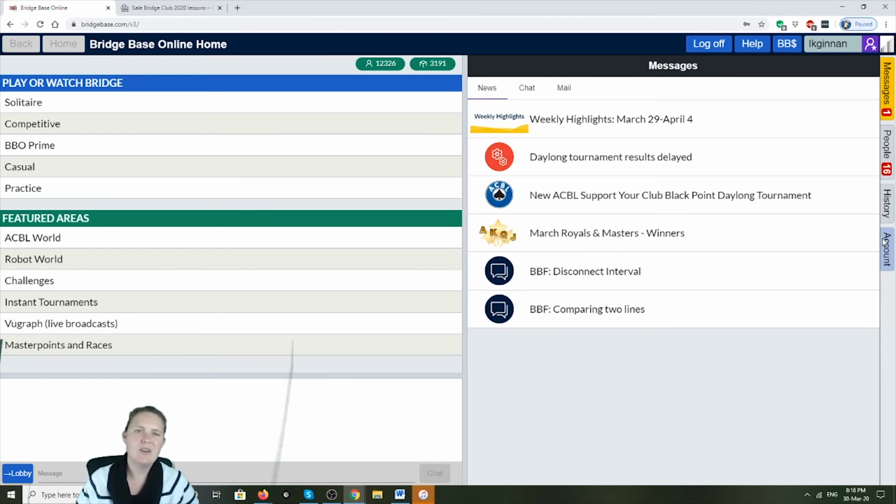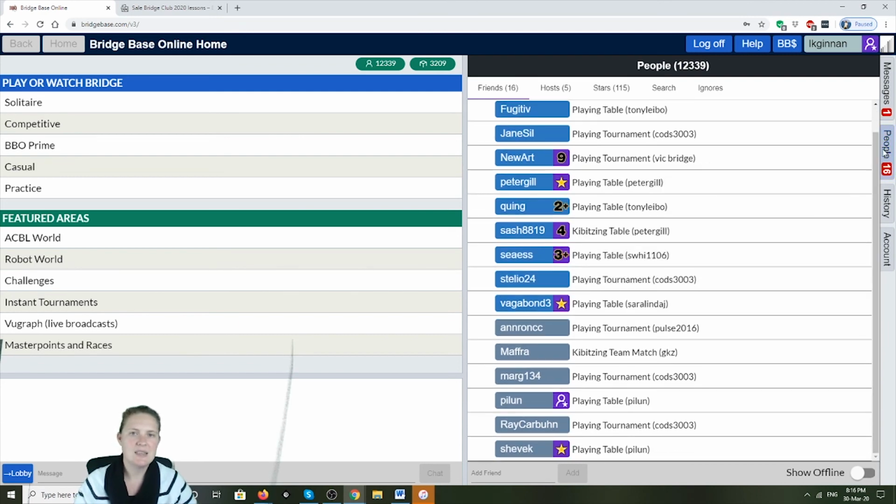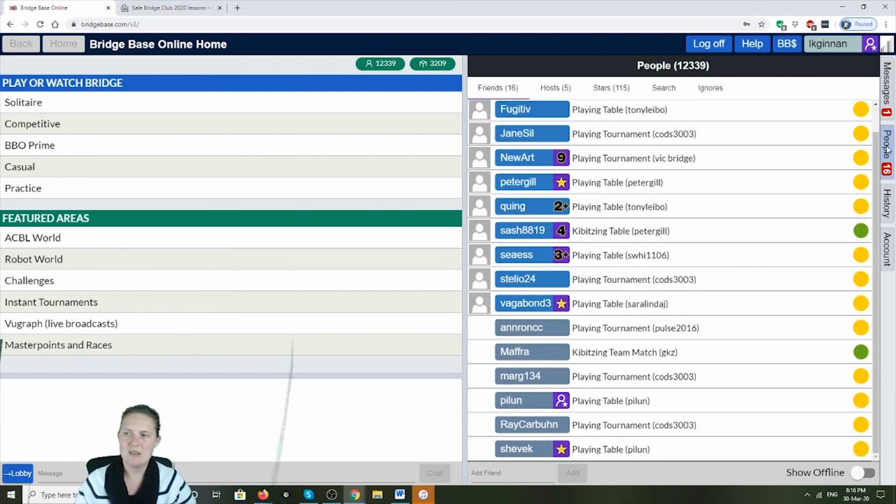Now, you don't really need to know too much about the messages tab, but this is where BBO does send you a bit of news information. One tab that's going to be really important in the future is this people tab. The reason that the people tab is important is this is where you add your friends.